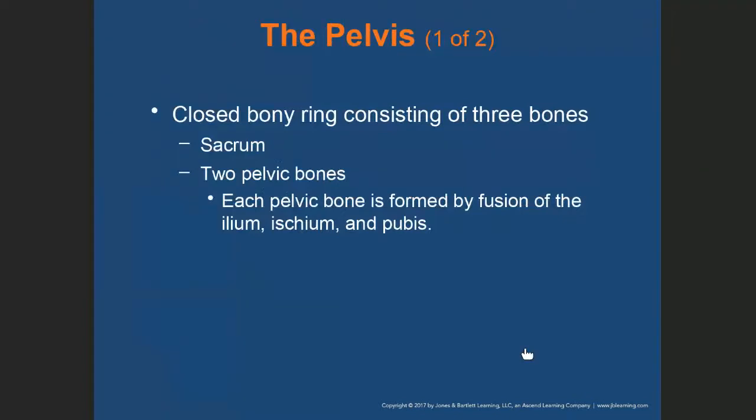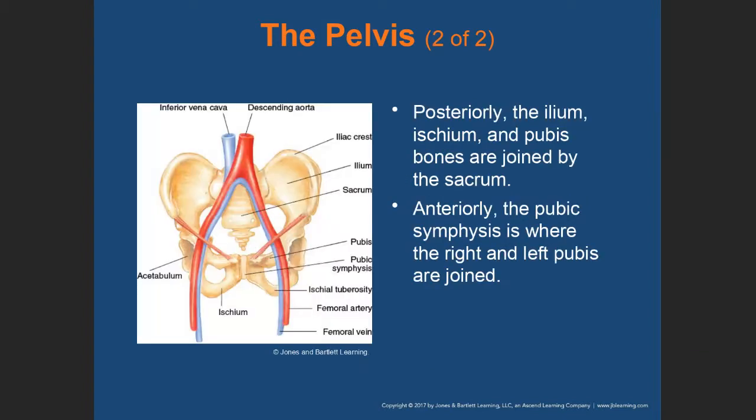Now let's look at the pelvis and the pelvic girdle. The pelvis is a closed bony ring consisting of 3 bones: the sacrum and 2 pelvic bones. Each pelvic bone is formed by a fusion of the ilium, the ischium, and the pubis.